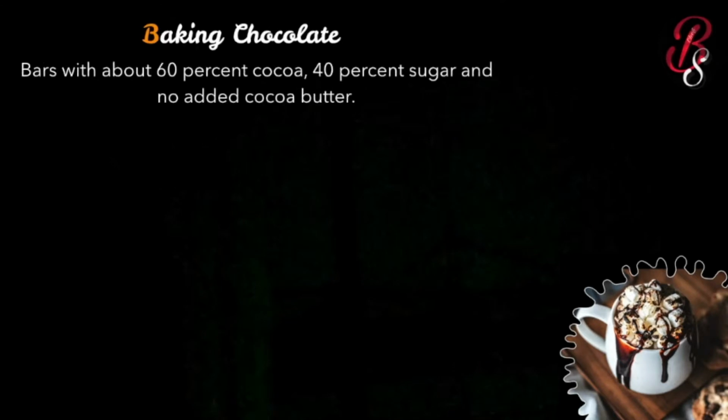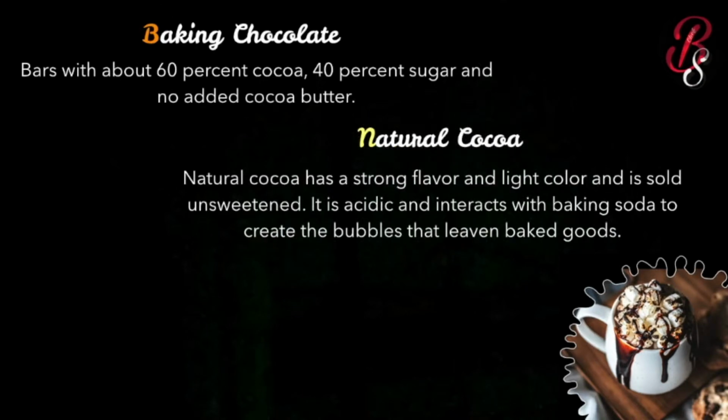So let's figure out baking chocolate and how it works. It is a bar with about 60% cocoa and 40% sugar and no added cocoa butter. This is all about baking chocolate, the processed one. And here we go with natural cocoa. Natural cocoa has a strong flavor, is light in color, and is solid and unsweetened. It is pure natural cocoa, so it is a little bitter, with nothing sweet in it. It interacts with baking soda to create the bubbles that leaven baked goods.